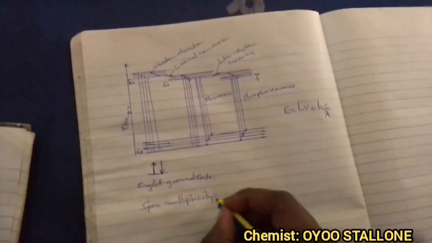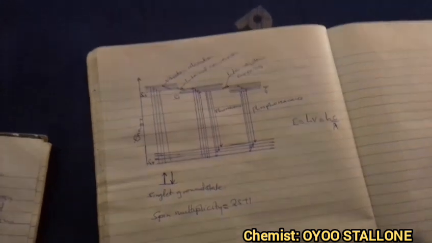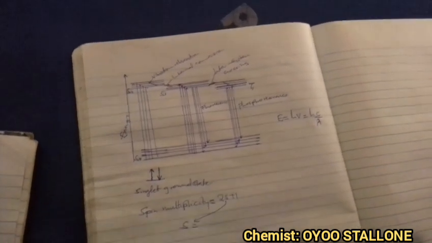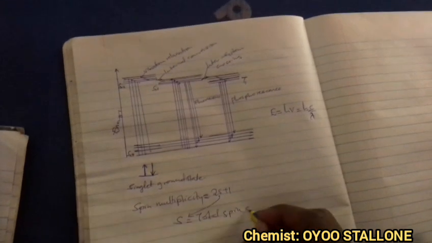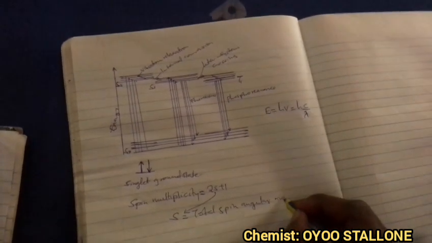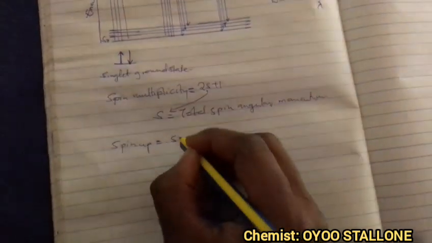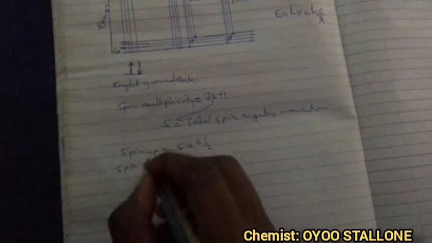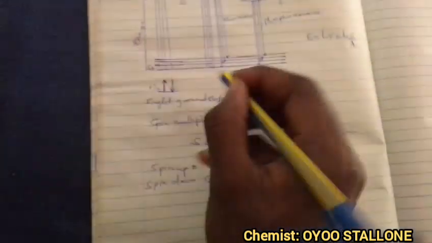For spin multiplicity, we have this simple formula for getting it: 2S plus 1. And what is this S? This S right here is the total spin angular momentum. In spin up, S is positive a half, and in spin down, S is negative a half. So in spin up this is positive a half, and this is negative a half.